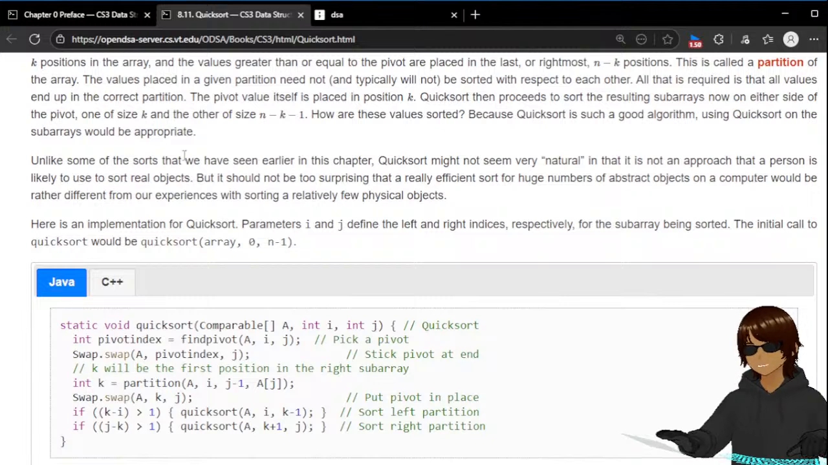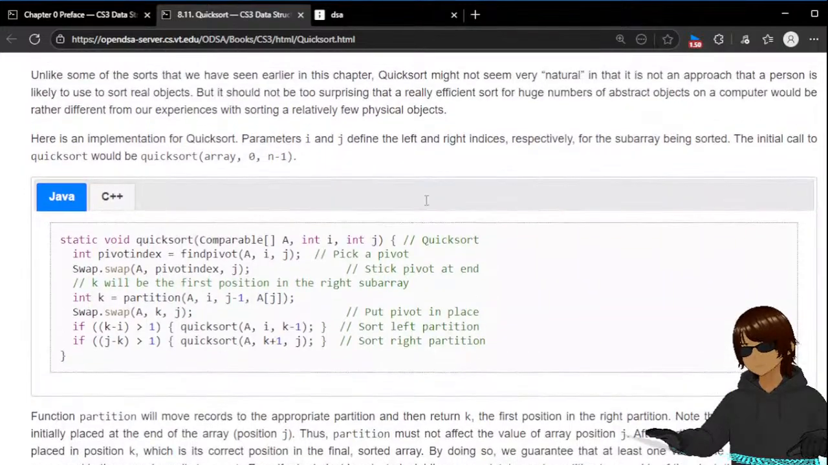Unlike some of the sorts that we have seen earlier in this chapter, quicksort might not seem very natural in that it is not an approach that a person is likely to use to sort real objects. But it should not be too surprising that a really efficient sort for huge numbers of abstract objects on a computer would be rather different from our experiences with sorting a relative few physical objects.